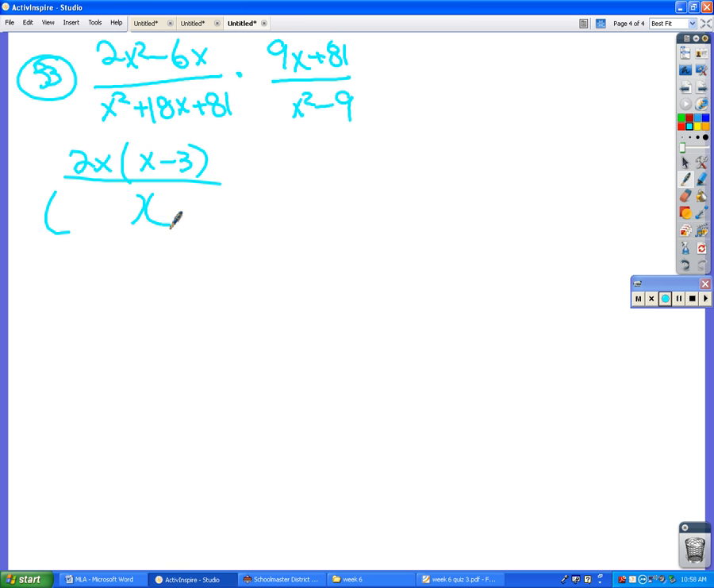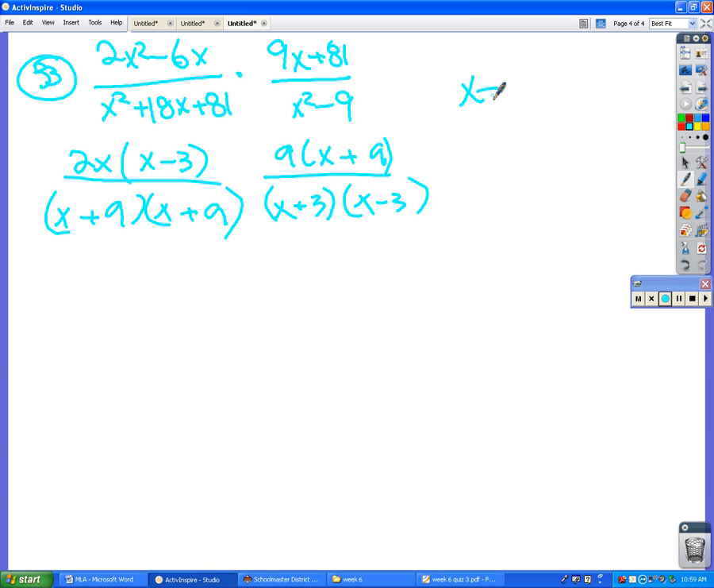The bottom factors into... what can I factor out of a 9x plus 81? That will leave me with an x plus 9. And then x squared minus 9 is the difference of two squares, so that's x plus 3 and x minus 3.